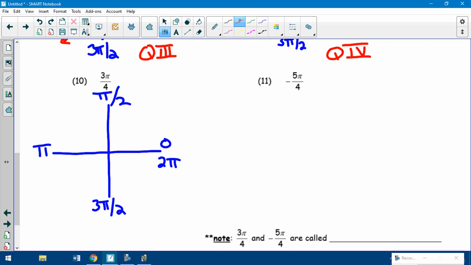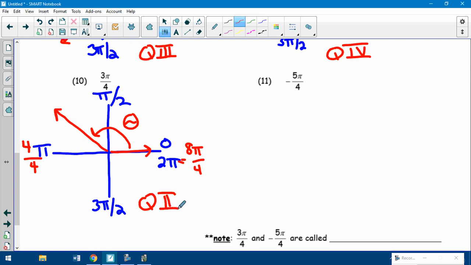If you said quadrant 2, you're right. Now this time I'm over 4. So I want to think of pi as 4 pi over 4. What would 2 pi be, just for practice? 8 pi over 4, because 8 divided by 4 is 2. And we want to be over 4. 3 pi over 4 is just 1 before 4 pi over 4. So if I'm 1 before 4, I'm in quadrant 2. There's my angle, and that's my answer. You could also think of dividing this up into 4 pizza slices. 1, 2 in the first quadrant, 2 in the second quadrant. So if I took 3 of them, I'd end up in the second quadrant.